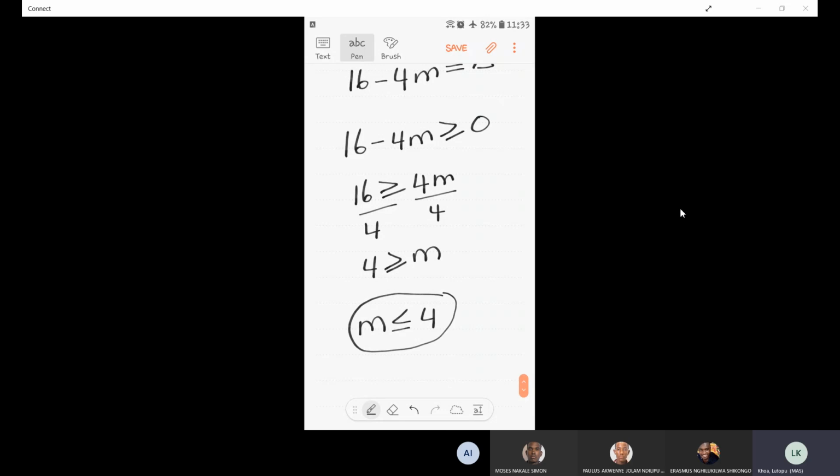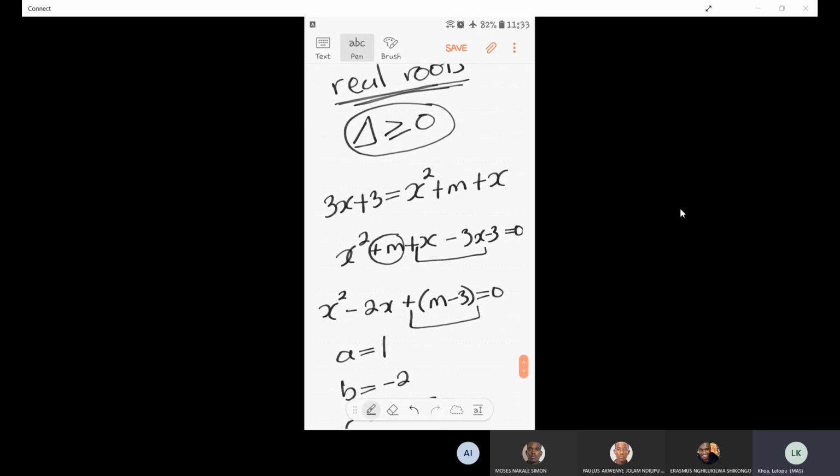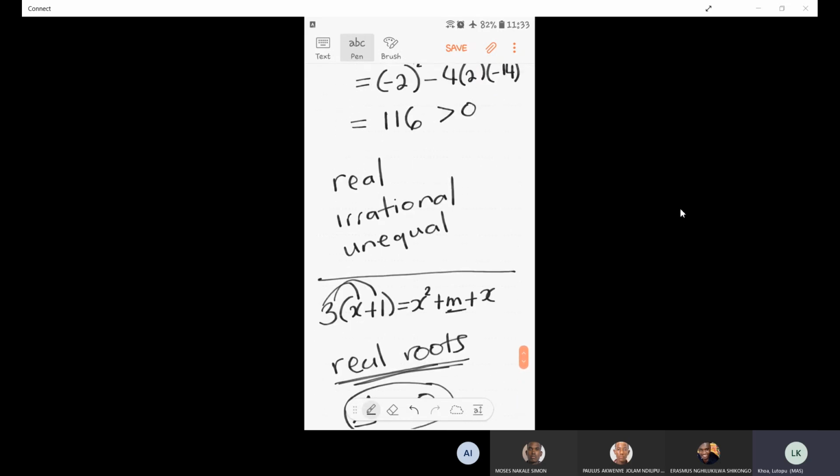So what this means is in your quadratic equation over here, or even right at the beginning, if you put any value of m that is less than or equal to 4, then the quadratic equation you get will have real roots. Okay, so you can try to put a value of m that is greater than 4. You can put 5, for example. Try and solve that. You will see that you do not have real roots. Your roots are imaginary.